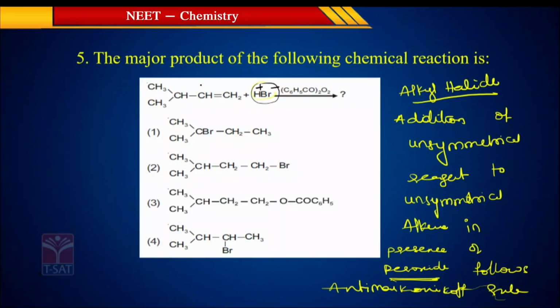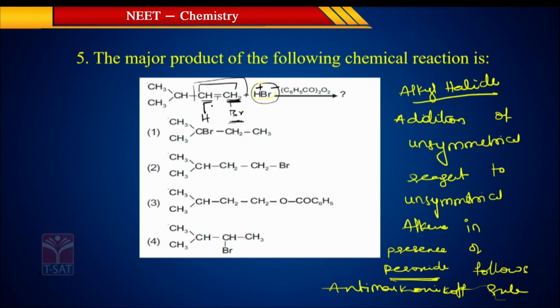According to the anti-Markovnikov rule, the negative part of the reagent will be added to the carbon having more number of hydrogens. More, not less. See, in this compound the double bond between CH and CH2 is broken. Here, Br will be added to the carbon having more hydrogens. This carbon has 2 hydrogens and this carbon has 1 hydrogen. So, the negative part Br is added here, and the positive part H will be added to the carbon having less number of hydrogens.